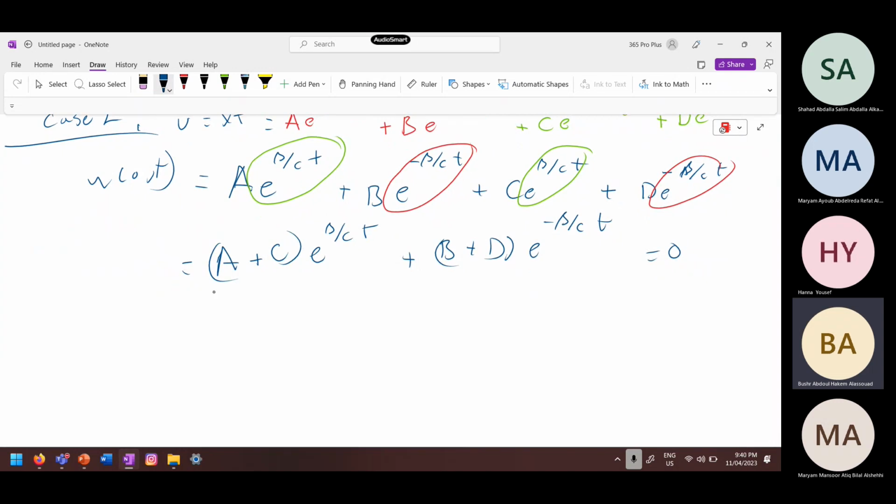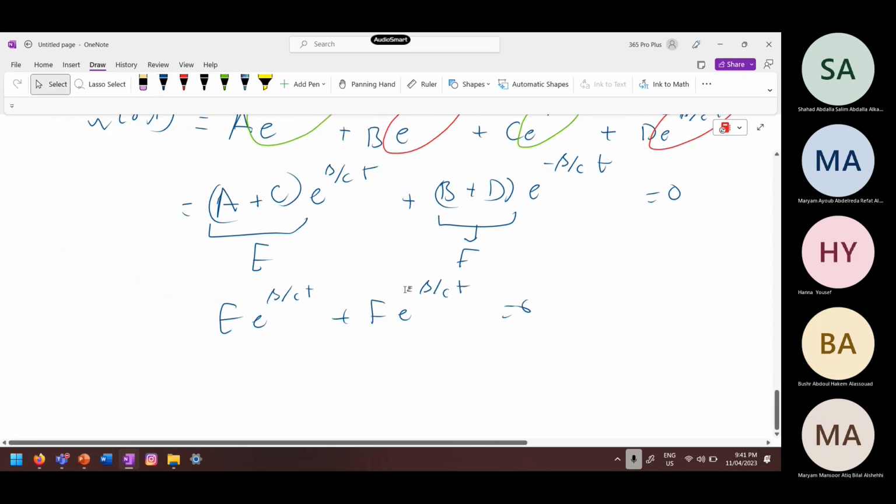Now, saying that both are constants, change them to another set of constants, e and f. You can do this or not, it depends on you, but personally I would like to do this. So you get e e to the power beta over ct plus f e to the power negative beta over ct is equal to 0. Now try solving this.